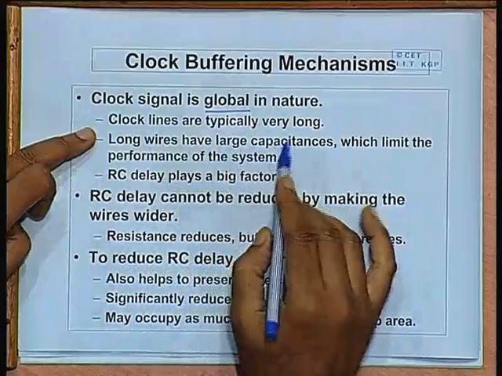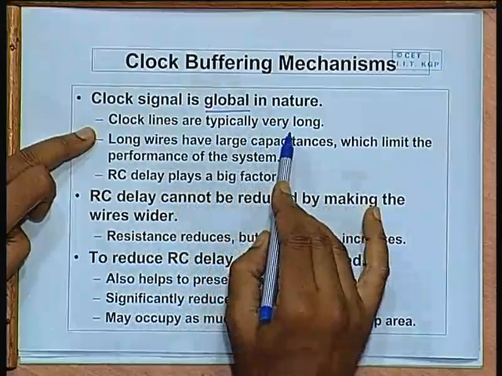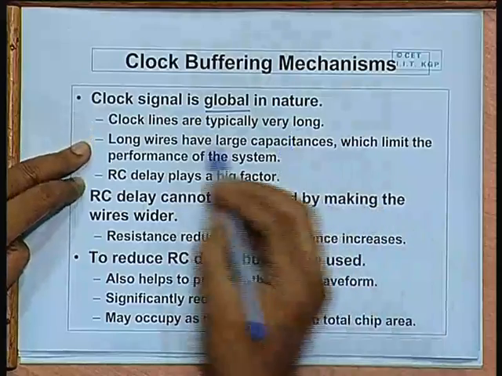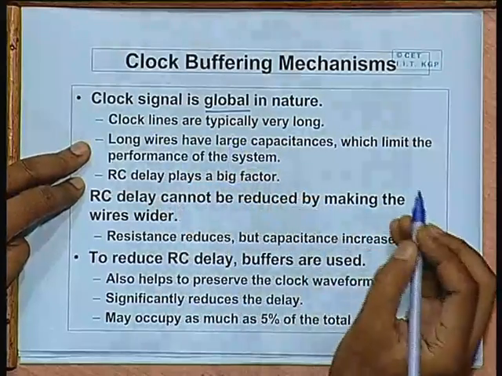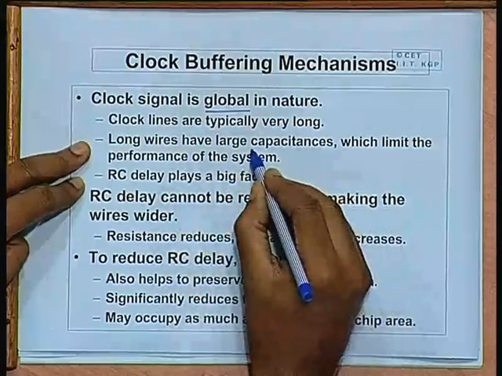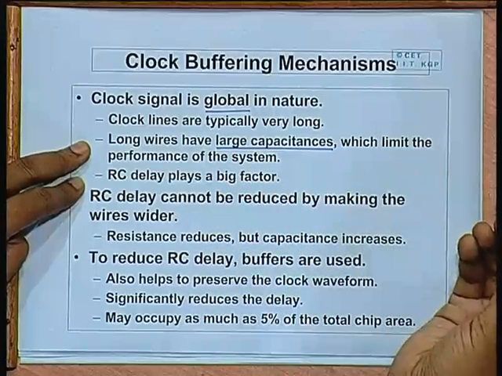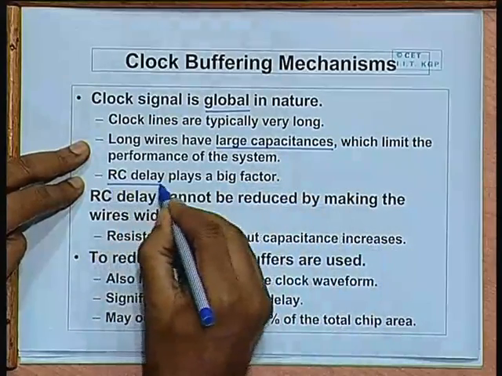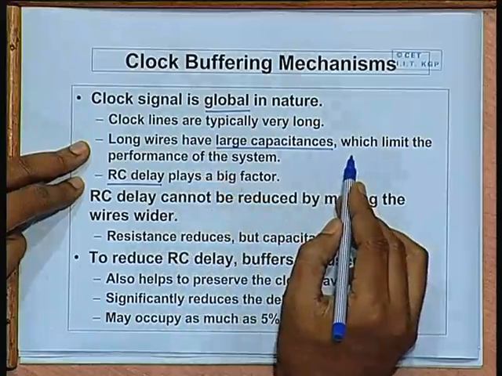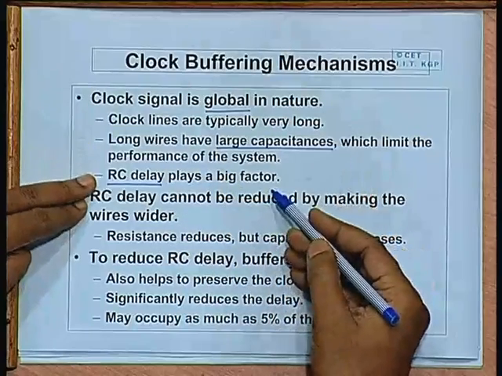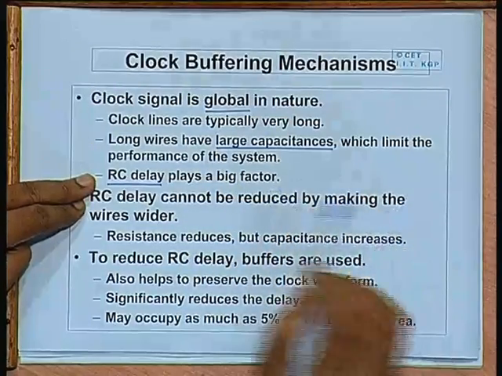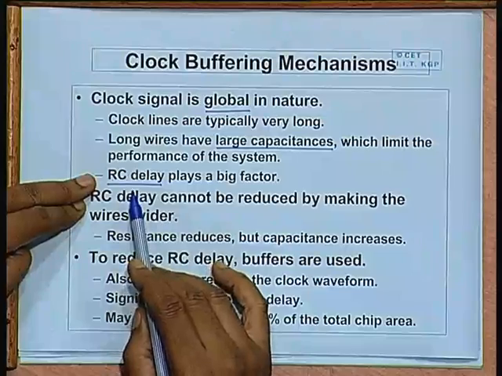Since it has to go to all corners of the chip, clock lines are typically very long, and as you have long wires, they will have larger capacitances and also larger resistance. So, the RC delay of these clock nets will play a big factor. We will have to take care of the RC delay to find out how much delay is encountered in the different segments of the clock network.